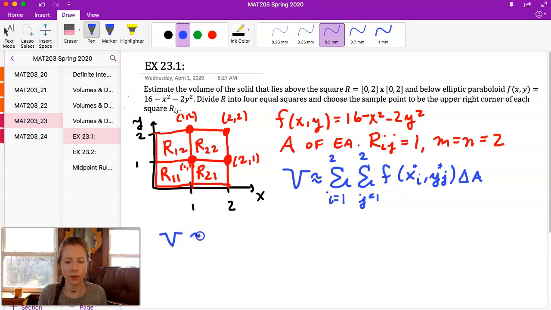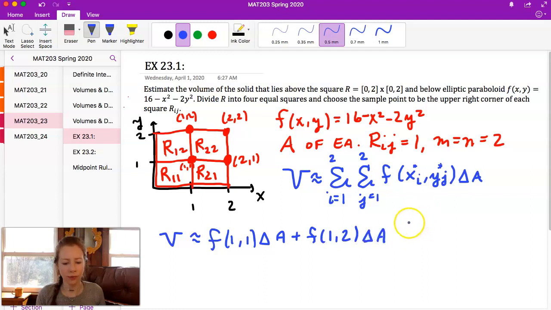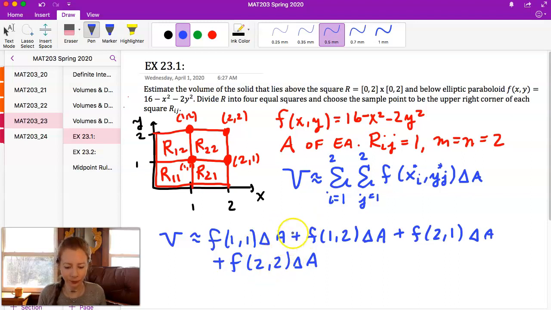So our volume is going to be approximated by f of 1,1 times delta A, plus f of 1,2 times delta A, plus f of 2,1 times delta A, plus f of 2,2 times delta A. And of course, you could have pulled out the delta A. Delta A is equal to delta x times delta y, and delta x is equal to 1 and delta y is equal to 1, so delta A is equal to 1.